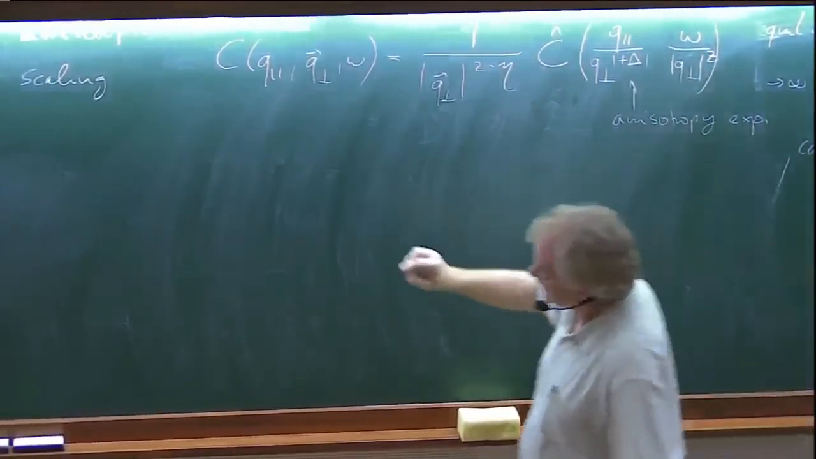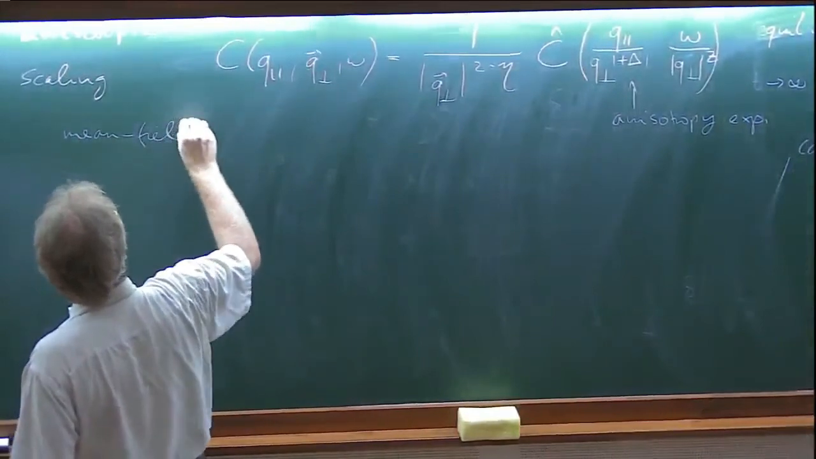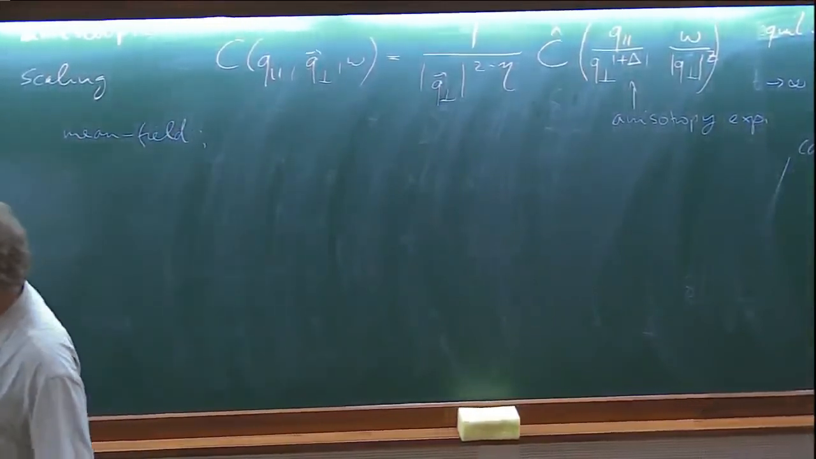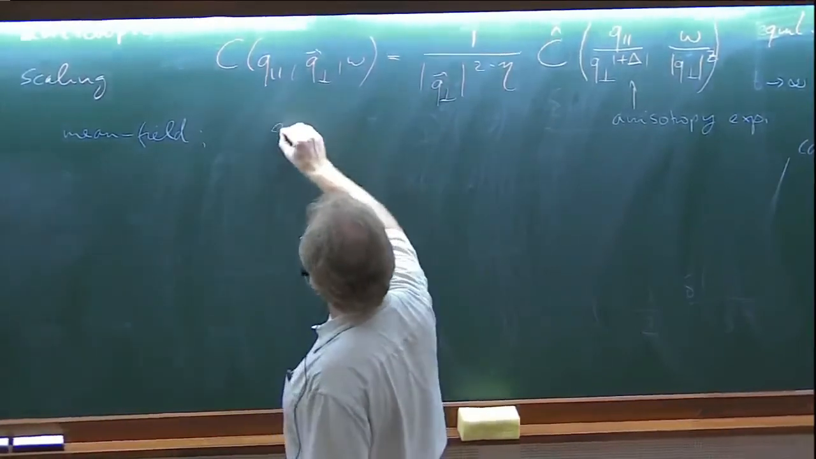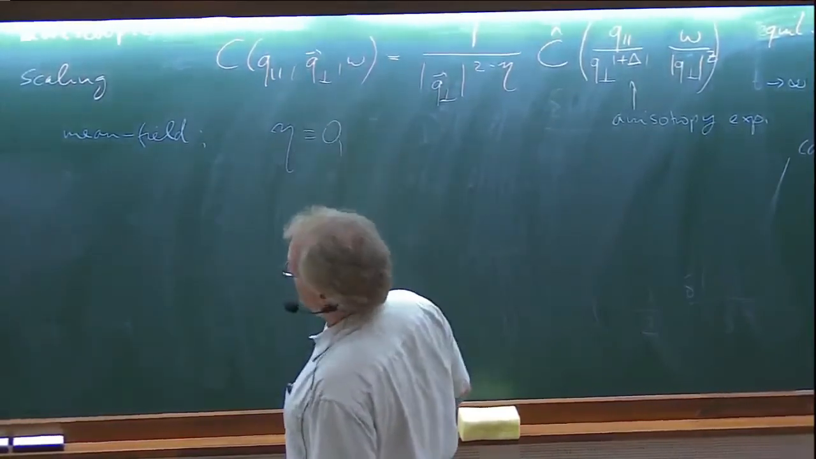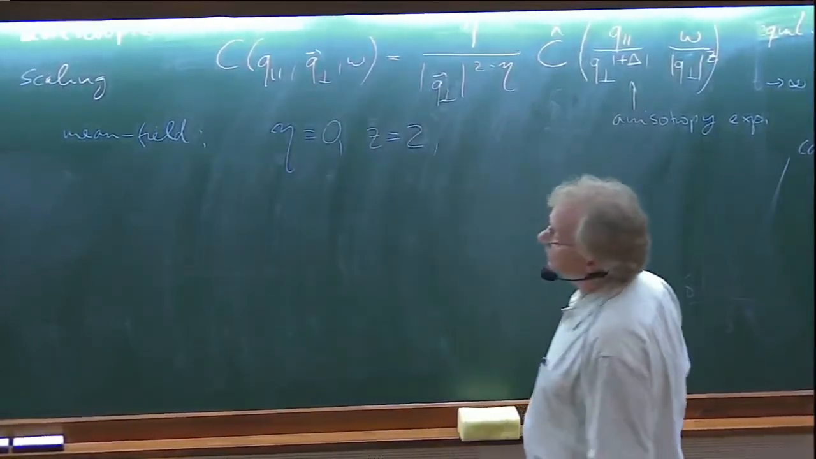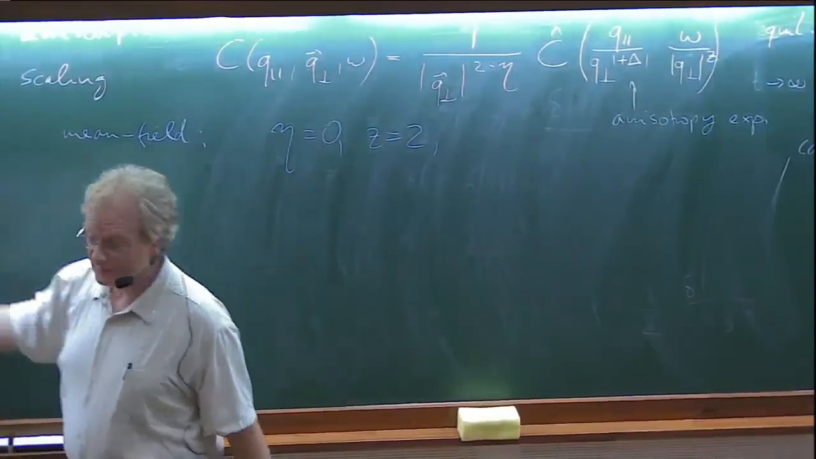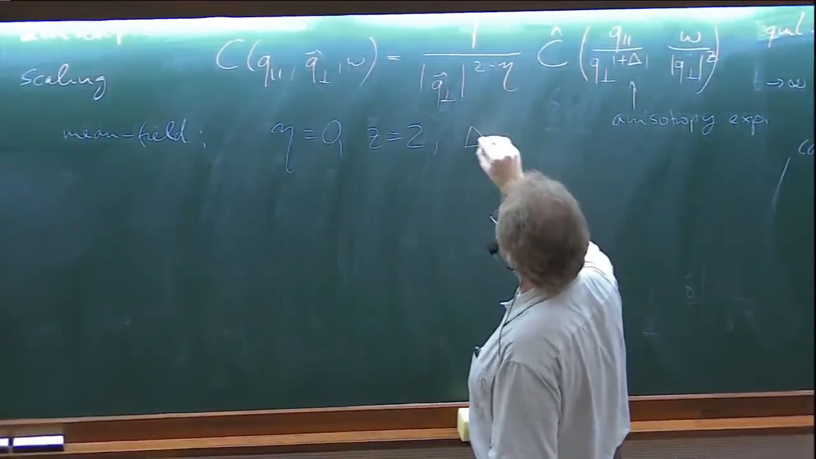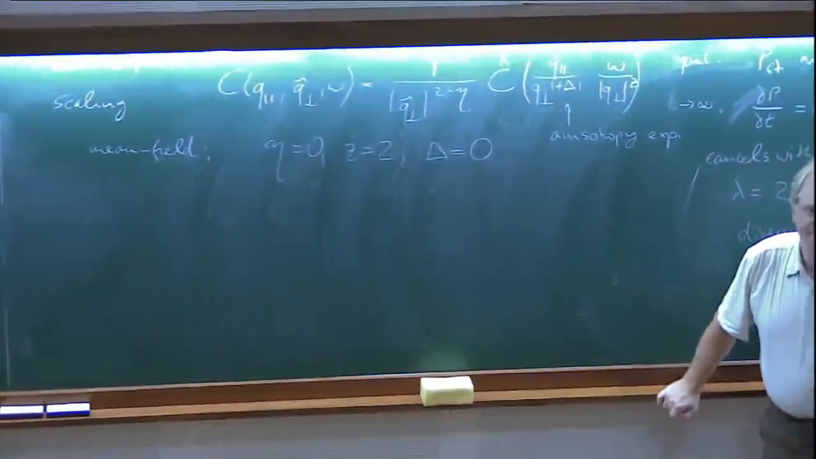So in mean field, in the Gaussian theory, we see this explicitly. I can pull out a Q perp squared. So eta is 0. And z is 2, which you can see by the omega squared goes as Q to the 4th here. And delta is 0. That's the corresponding mean field scaling exponent. Okay?